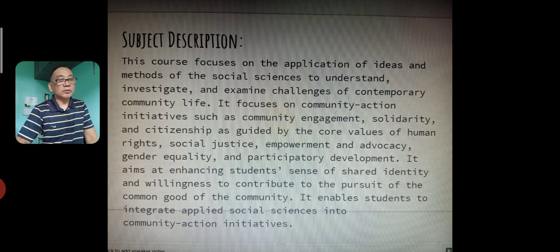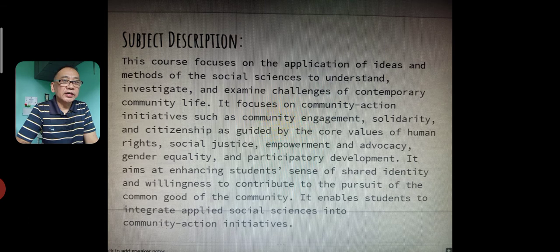Okay, subject description, medyo maliit. Anyway, let me read. This course focuses on the application of ideas, methods of the social sciences to understand, investigate, and examine challenges of contemporary community life. It focuses on community action, initiatives such as community engagement, solidarity, and citizenship, as guided by the core values of human rights, social justice, empowerment, and advocacy.